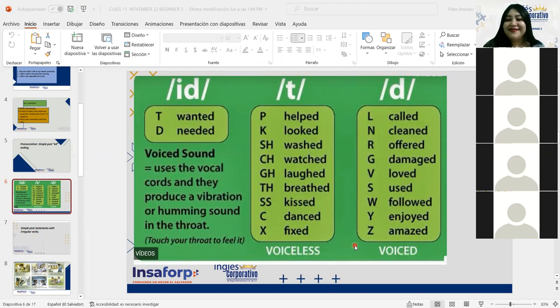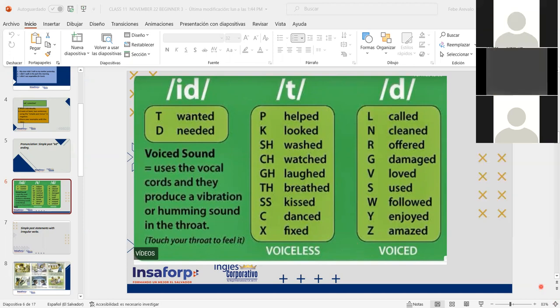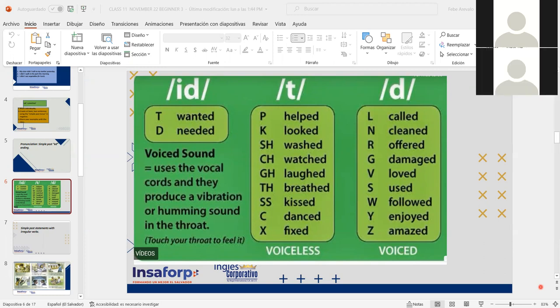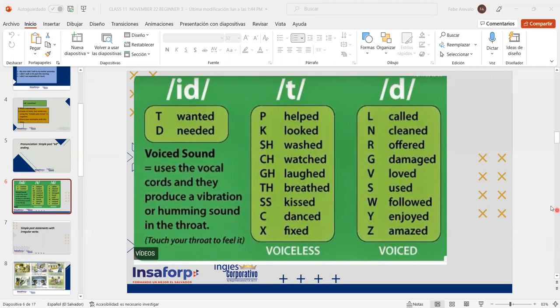Thank you, Gabby. Thanks. Let's go with, let's see, Veronica Esmeralda. Okay, Veronica, tell me the verbs, please. Okay, want, need, help, look, watch, wash, learn, breath, teeth, dance, ese sí no recuerdo, teacher.